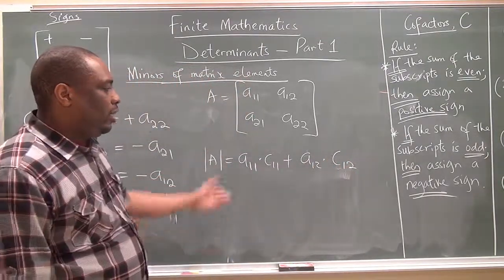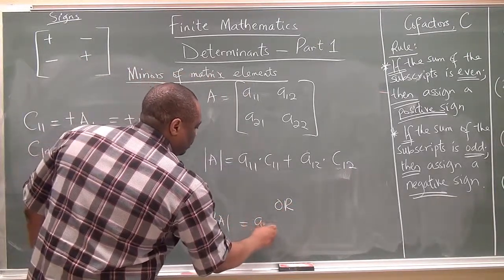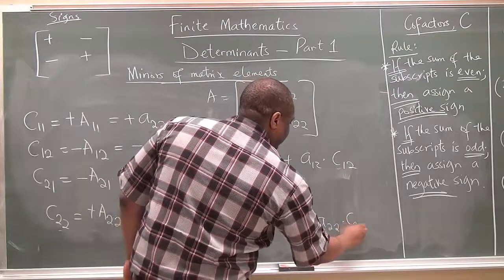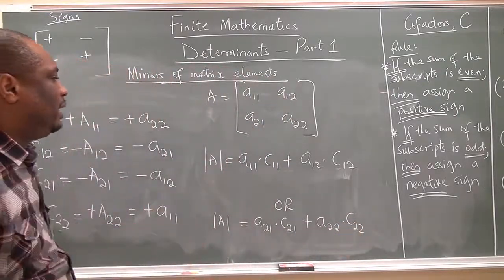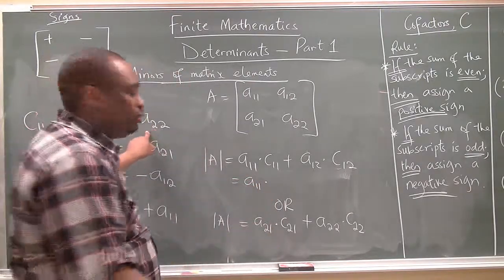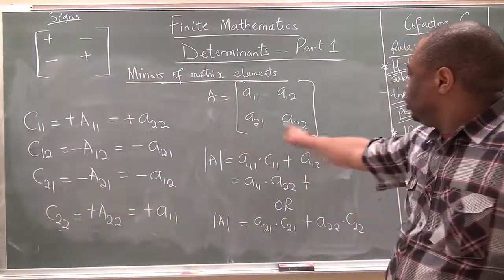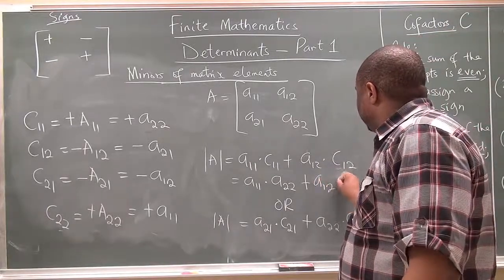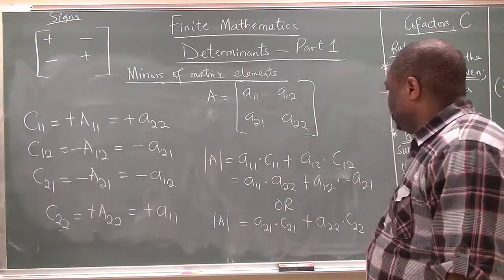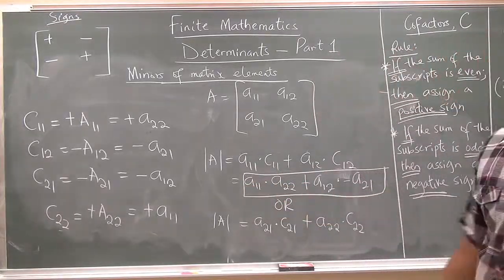Or we will still note the determinant of A will be A21 times C21 plus A22 times C22. Okay, so now let's see what we got. This will be A11 times C11, which is A22 here, right? Then plus A12 times C12, which is what? Negative A21. So you see this now. This is what we will have here as the determinant.